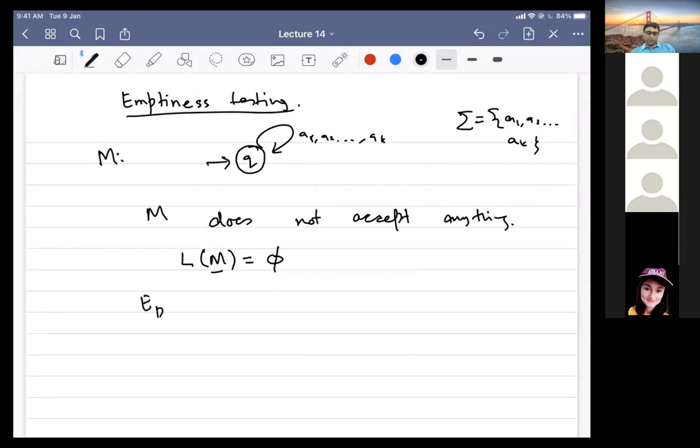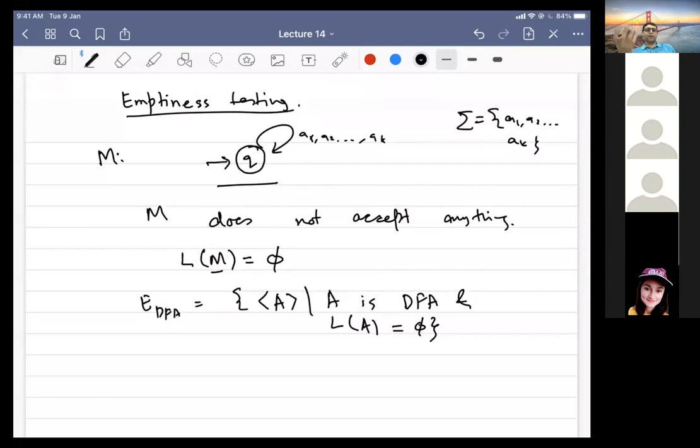This emptiness testing is exactly the same thing. We say E-DFA. So the emptiness problem for a DFA says: given an encoding of any machine A, where A is a DFA, the language of A is empty. This is one such possible DFA which does not accept any string. And you can construct any DFA which does not accept any language, depending on whatever sigma you have.